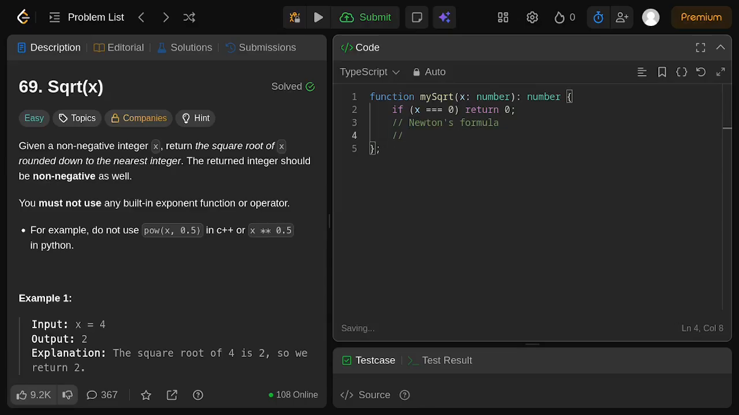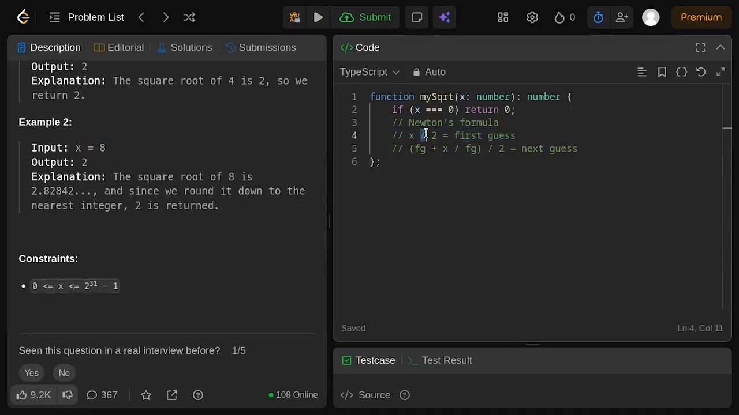For this formula, we need to find the approximation by declaring x divided by 2, and that way we get the first guess. For the second guess, we take the first guess added to x divided by the first guess, and then divided by 2, wrapped in parentheses, and then we get the next guess. In short, it is about taking a guess, which for Newton's formula is x divided by 2. Let's say x is equal to 8, and since it is divided by 2, the first guess will be 4.